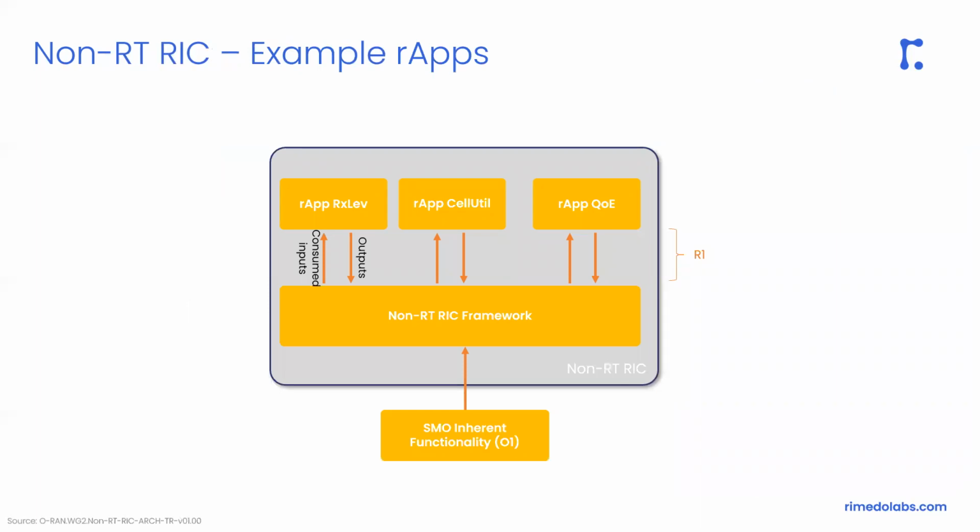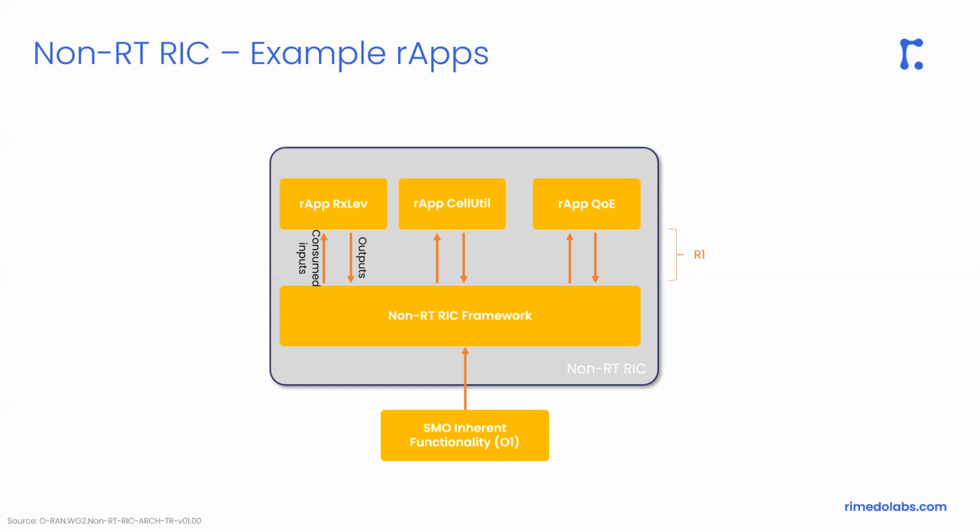Now, speaking about the rApp examples, we might have three different rApps, for example, where one gets the inputs from the received signal levels, and as an output, it could provide, I don't know, a prediction of what the expected received signal level for different cells for the user will be, or what the current cell utilization is in the current state, and what the expected future predicted cell utilization will be. And in the end, with that information, the location of the user, the cell-level received signal level, and the cell utilization, what is the expected quality of experience if we move the user from cell A to cell B, or if it stays here for the predicted time.